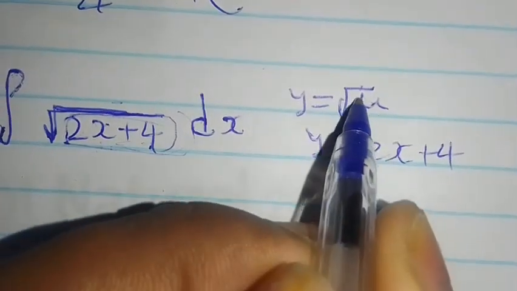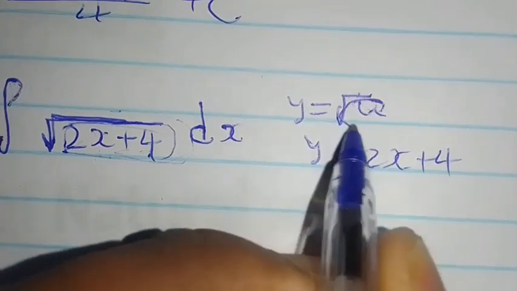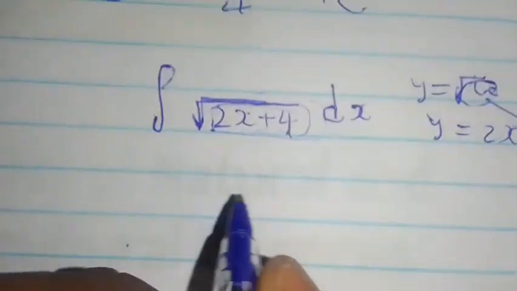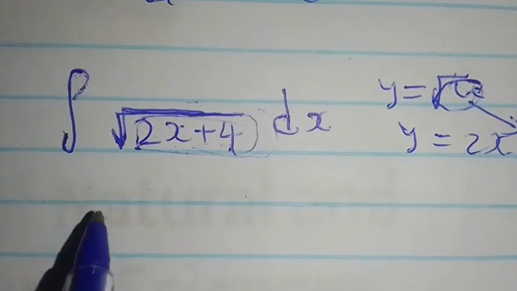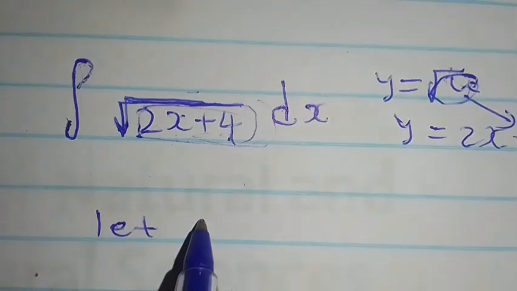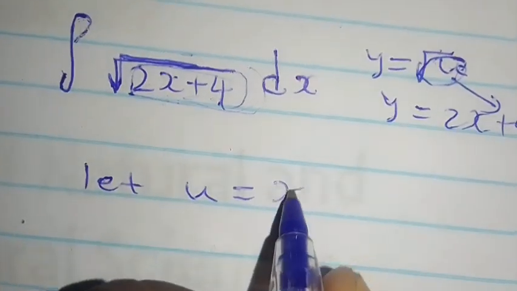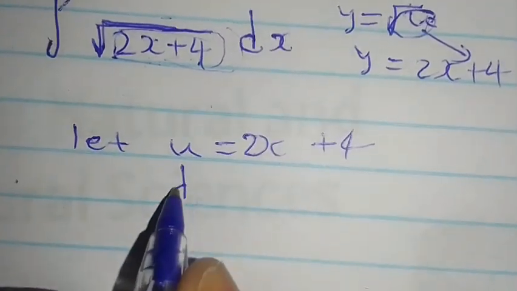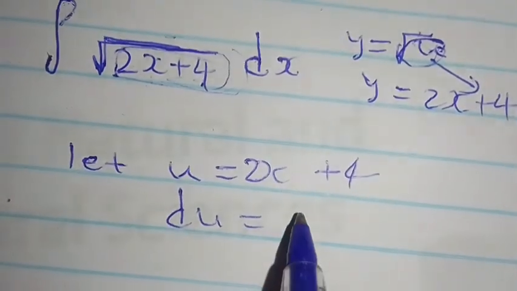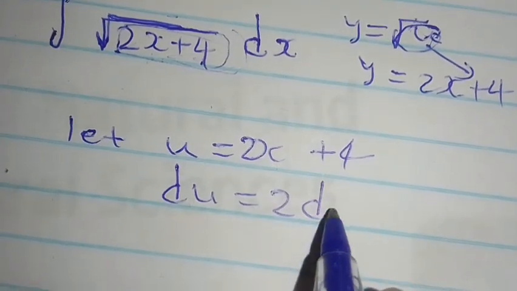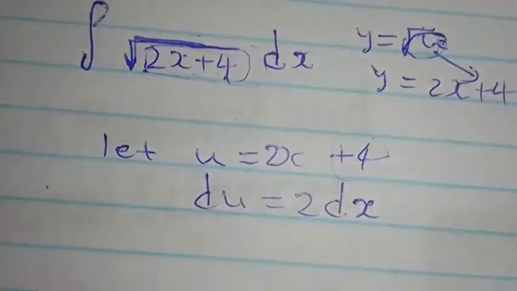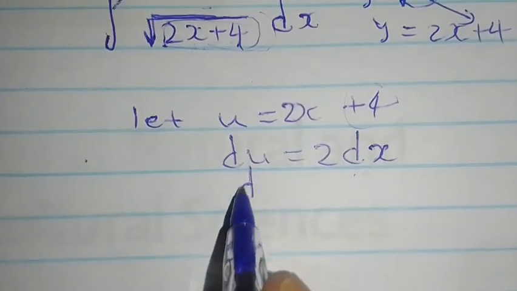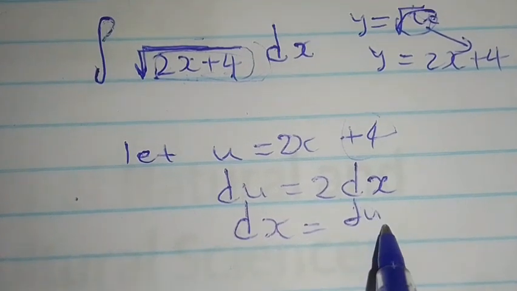So you can say this is x, but I'm basically showing you the relation of this, where u is equal to 2x plus 4. So that's what you're going to do here. It's just a composition. So let u equal 2x plus 4. Now du in this case is going to be, the derivative of 2x is 2, so I have 2 dx. The derivative of 4 is 0. So you have du equals 2 dx. That means that dx is equal to du over 2.